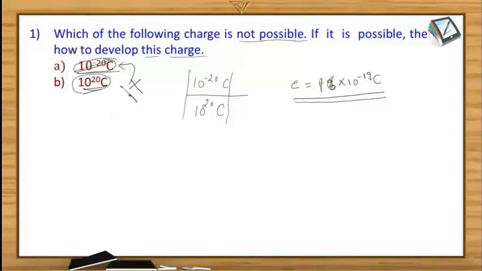And of course we can develop the 10 to the power 20 coulomb, although it is a very large amount of charge. But we can develop. How many electrons are needed to be transferred? That you can easily calculate by 10 to the power 20 divided by 1.6 into 10 to the power minus 19, which is charge on single electron. So this charge is possible, theoretically at least, but this is not possible at all.